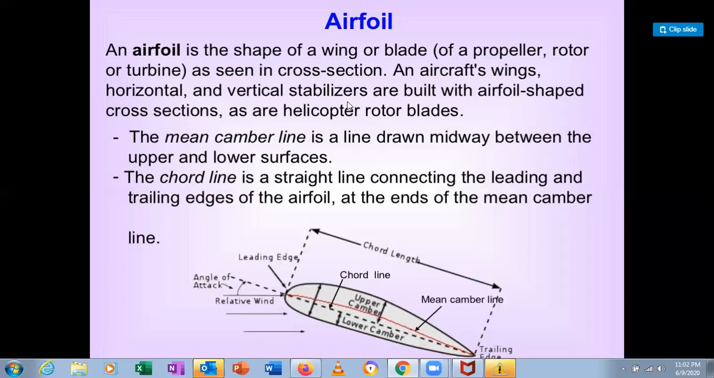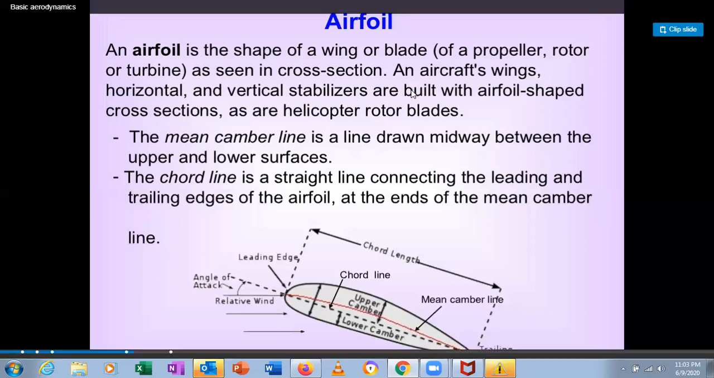Airfoil plays a very important role. The airfoil is a structural and functional unit of an aircraft, whether it is a propeller blade, a rotor or a turbine; all are in the shape of an airfoil, correct? Aircraft wings and the horizontal and vertical stabilizers are built with airfoil-shaped cross sections.